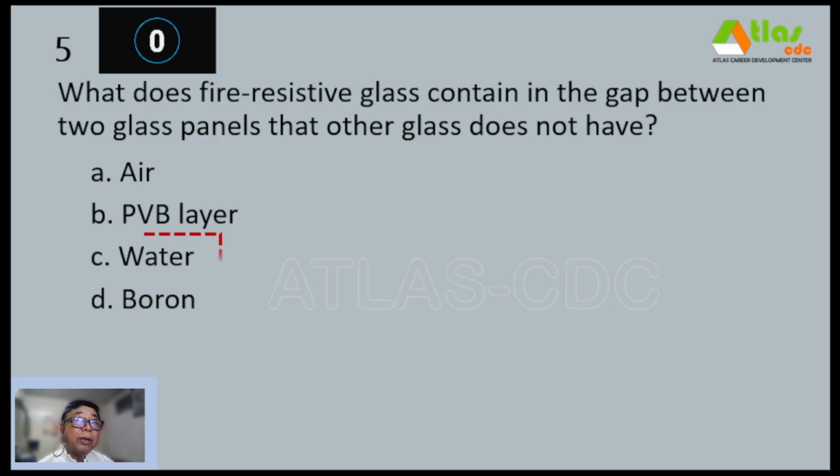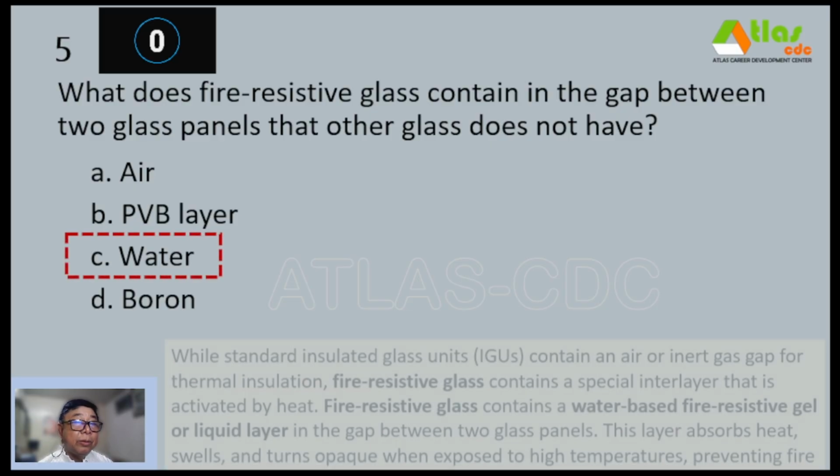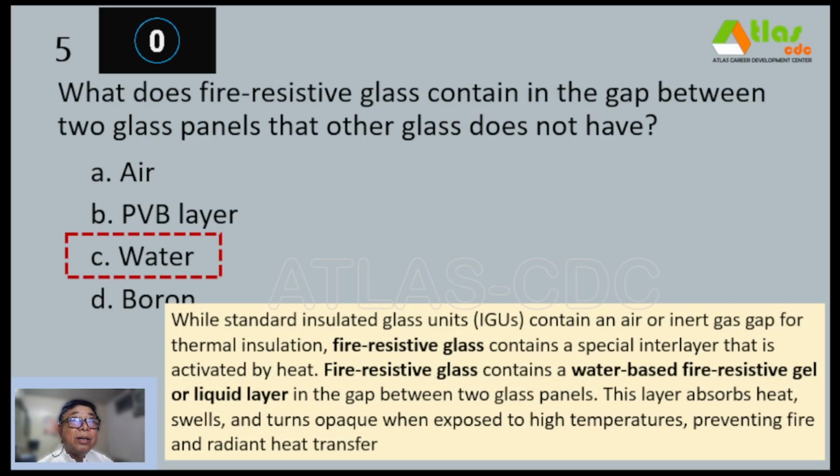And our correct answer is letter C, water. So while standard insulated glass units or IGUs contain an air or inert gas gap for thermal insulation, fire-resistive glass contains a special interlayer that is activated by heat.